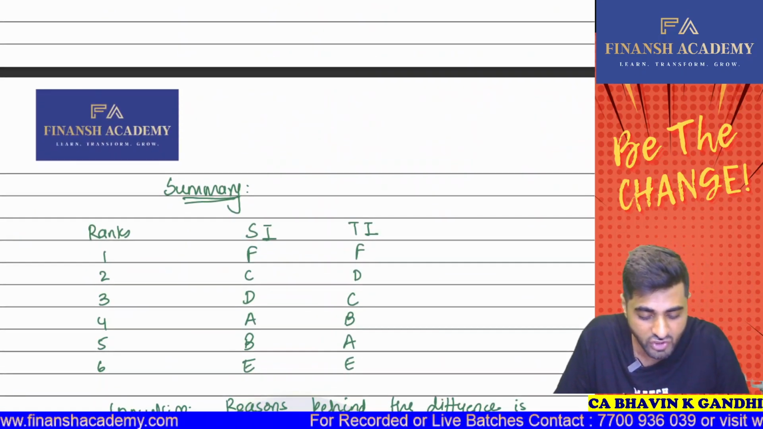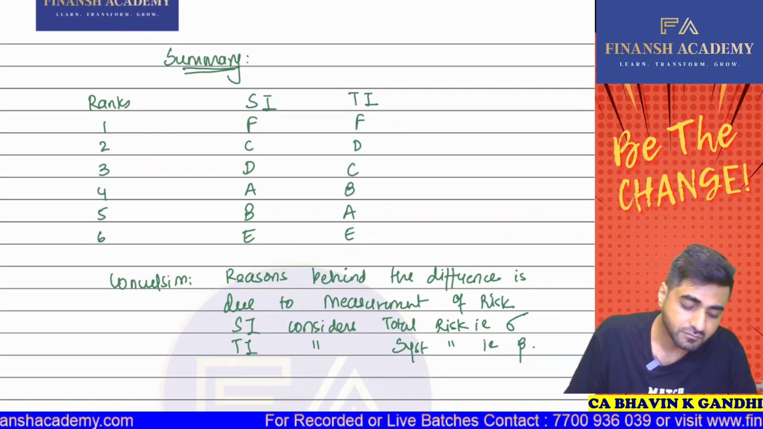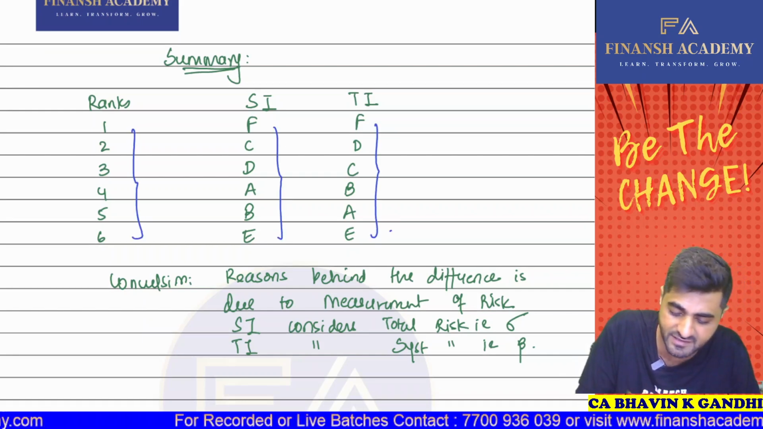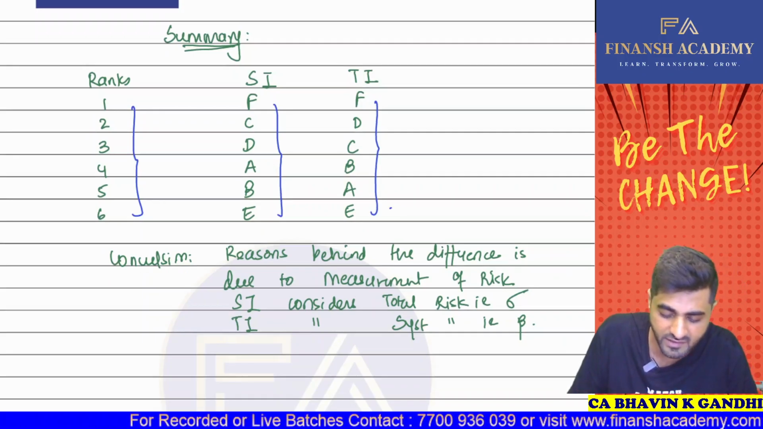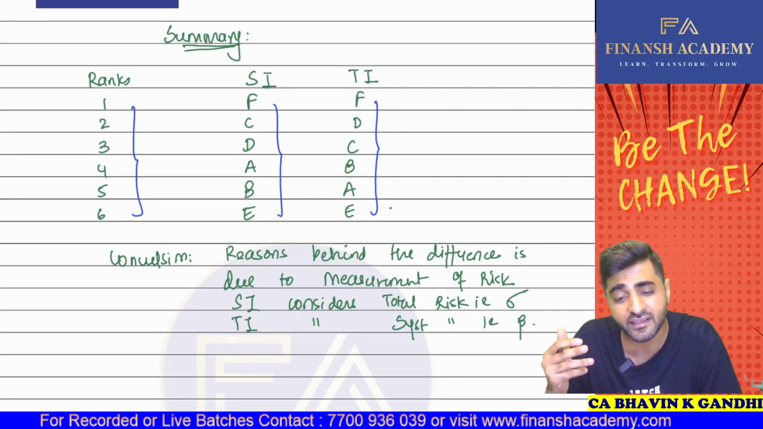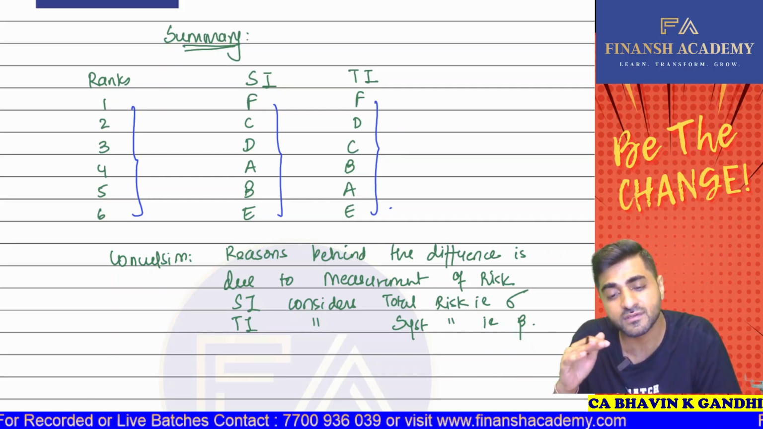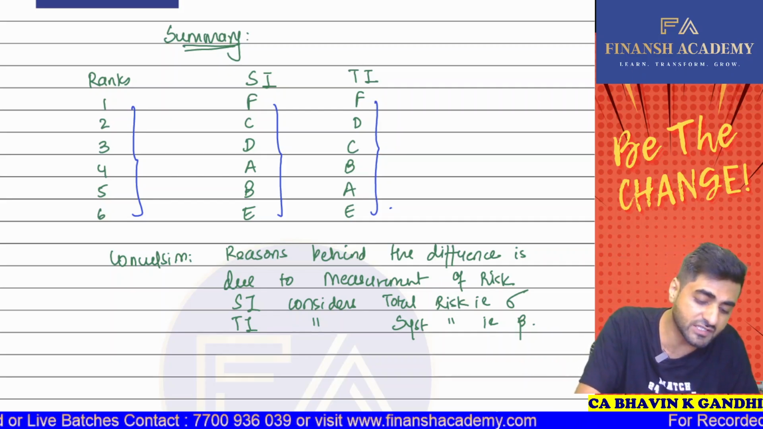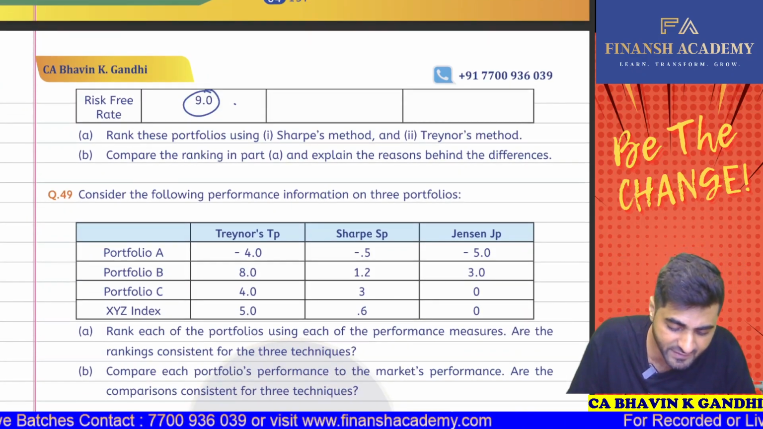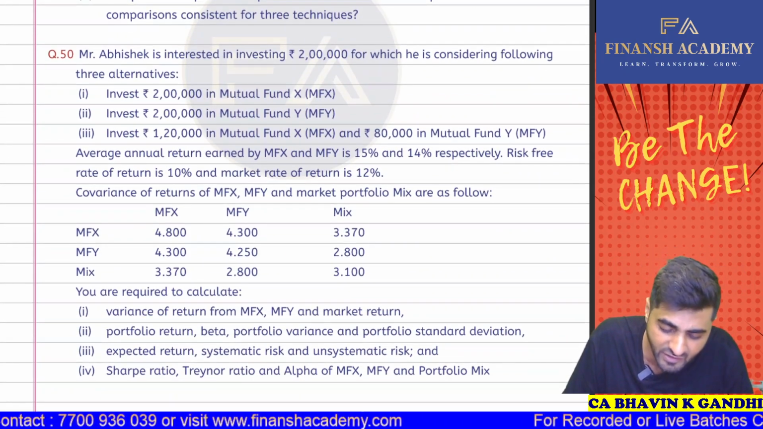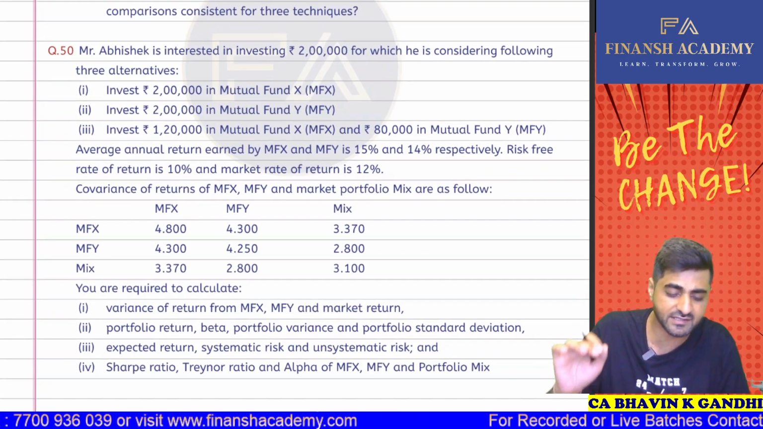Okay. Also at the same time, now we have these rankings, and we have Sharpe's index and we have Treynor's index. So this is how we can calculate it. And then is there any reason for the difference in the rankings? Yes, because Sharpe uses total risk, whereas Treynor uses systematic risk. So this is one of the questions which you all can revise. Okay. 49 is not that important. It's fine. 50th question. Okay. Now this is something which we need to revise.